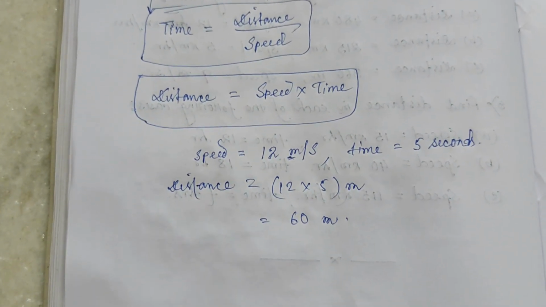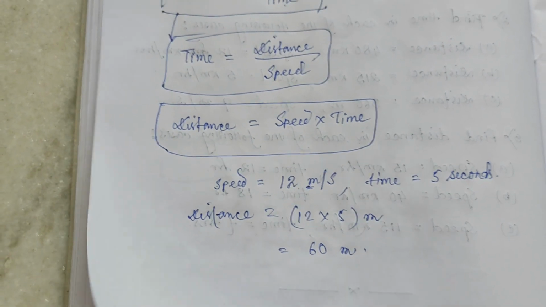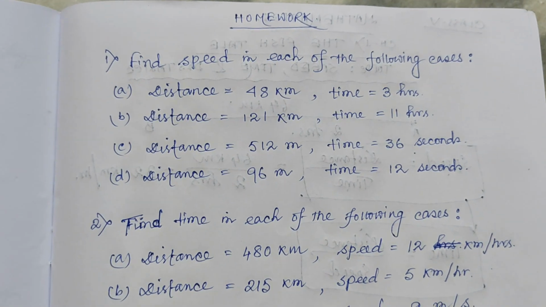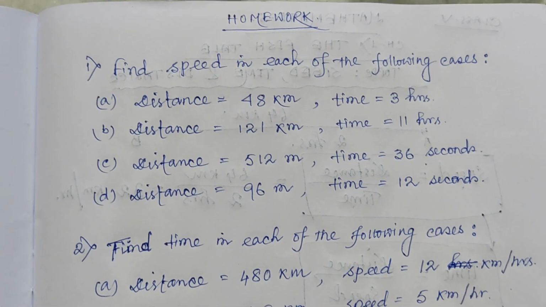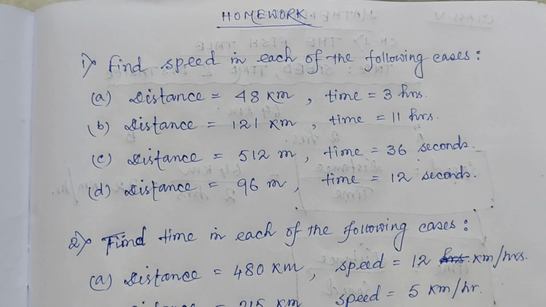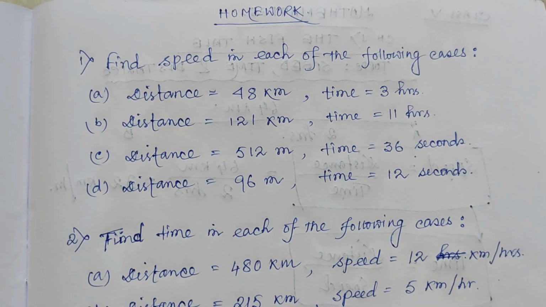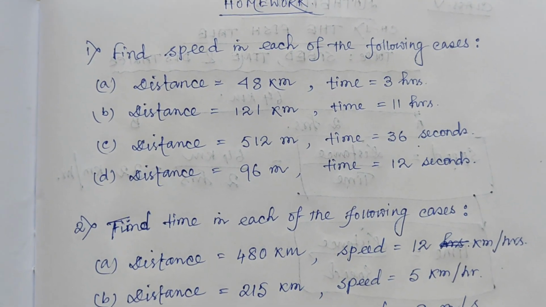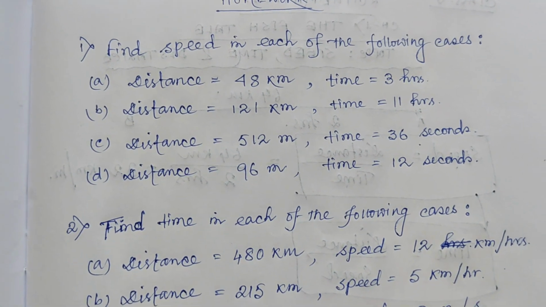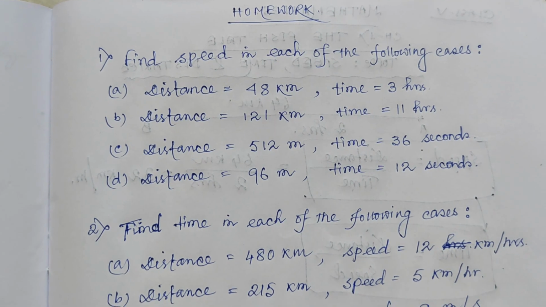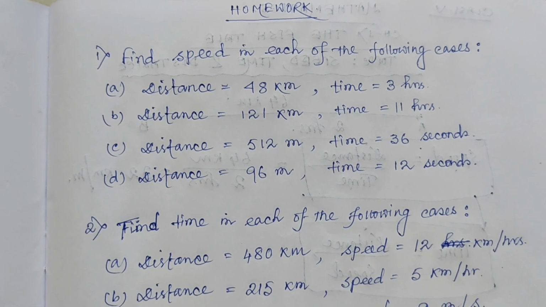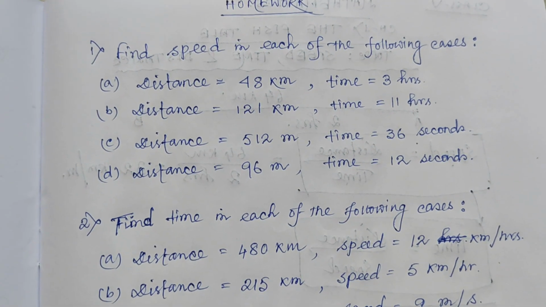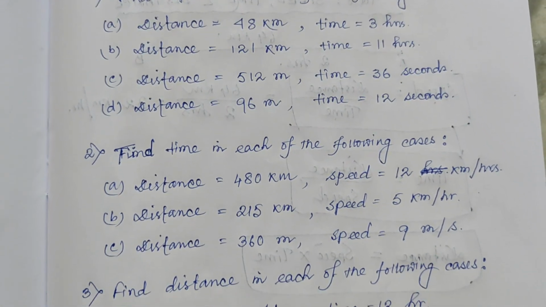So now here is some homework from today's discussion. Number 1, find speed in each of the following cases. A, distance equals 48 km, time 3 hours. B, distance 121 km, time 11 hours. C, distance 512 meter, time 36 seconds. D, distance 96 meter, time 12 seconds.